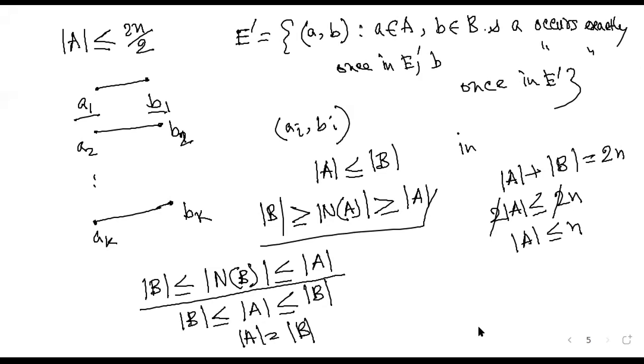What do you say? If we take the cardinality of A equal to K, the number of edges in G will be 10 into K, right? Then the cardinality of B will be 2n minus K, and the number of edges will be 10 into 2n minus K. Since the number of edges are equal, therefore these two must be equal.